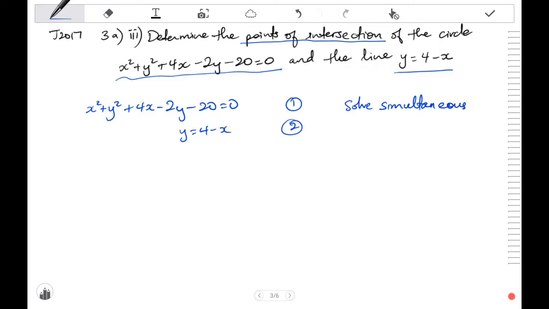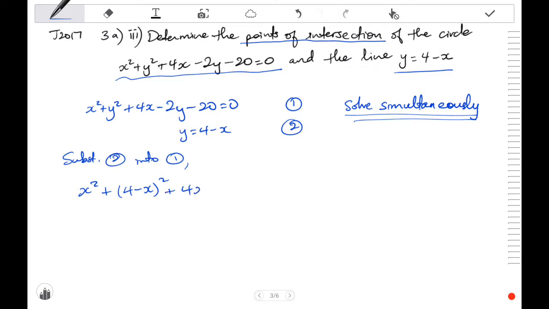Once we see the question asking to find points of intersection, this is all we have to do: solve simultaneously. Equation 2 is already written in a nice form in terms of y, so I just have to substitute for y in equation 1. So substitute 2 into 1. You'll have x squared plus (4 minus x) squared plus 4x minus 2 times (4 minus x) minus 20 equals 0.